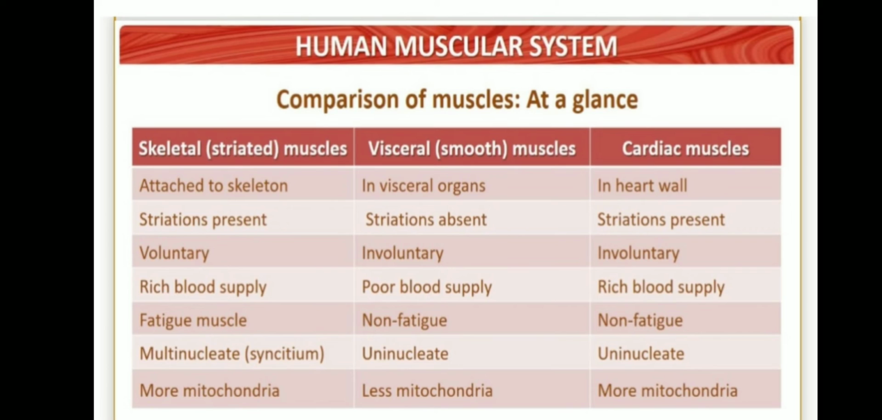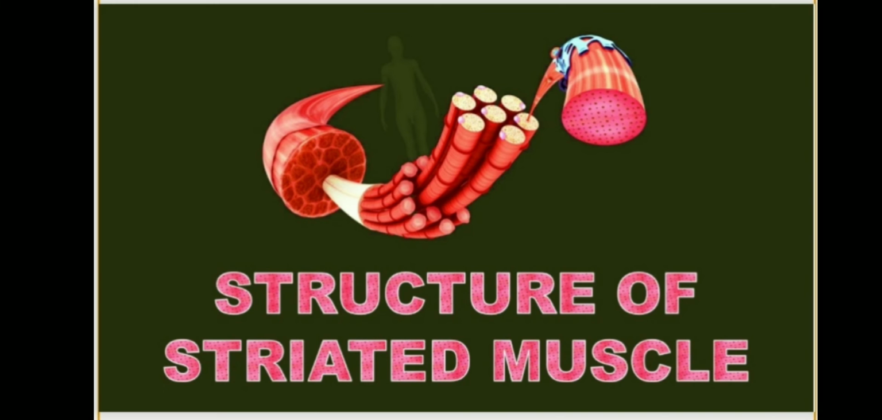In this table, you can see a comparison of muscles at a glance. In each column, the characteristics of the 3 different types of muscles are given, so you can see the comparison of skeletal muscle, visceral muscles and cardiac muscles in this table. Now let's see the structure of striated muscles.